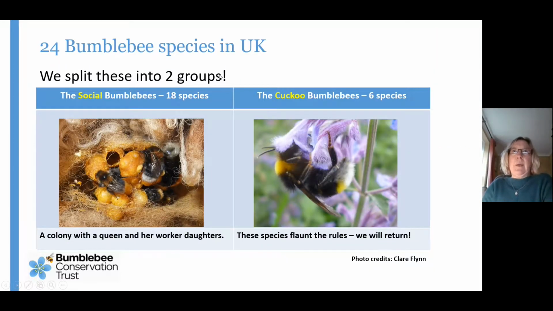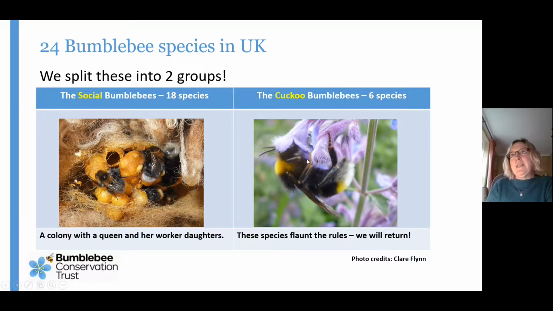Okay, so going on in a little bit more detail now for our 24 bumblebee species in the UK. As I said just now, we basically split our 24 species into two groups. We've got 18 species of social bumblebee, as I explained, who live with a queen and her daughter workers, which help her tend the nest and feed the young and etc. But we also have 6 species of what we call cuckoo bumblebees. And these 6 species have evolved a slightly different life history. And they basically flaunt those rules.